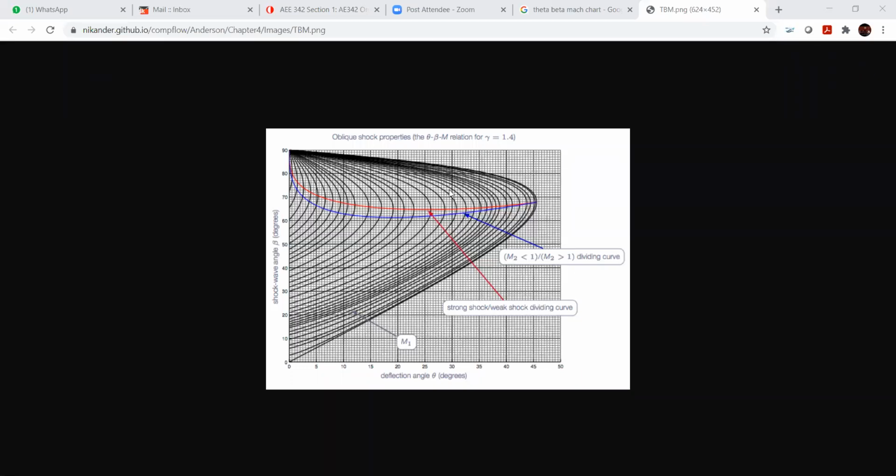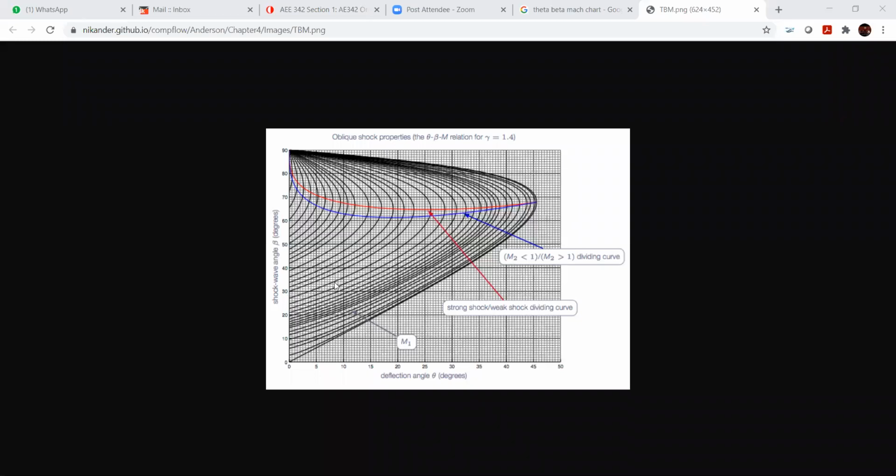The lines that you see here are the solutions of that equation, that theta-beta-M relation. On the x-axis, we have the theta angle, the deflection angle. The y-axis is the beta angle, the shock wave angle. And you see that this chart is composed of many solid black curves. One after another, they are drawn like that.